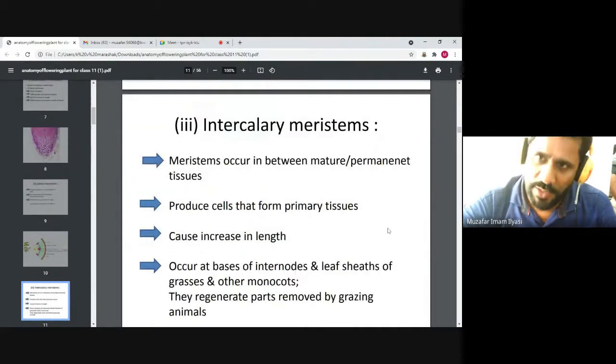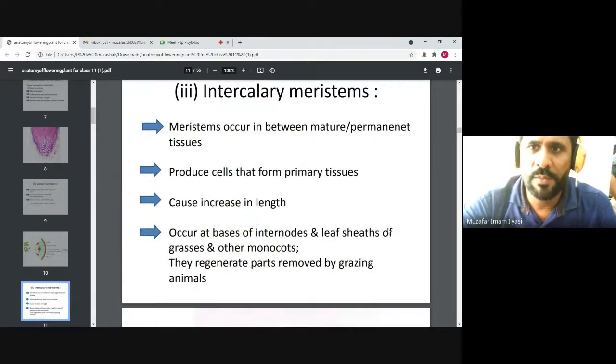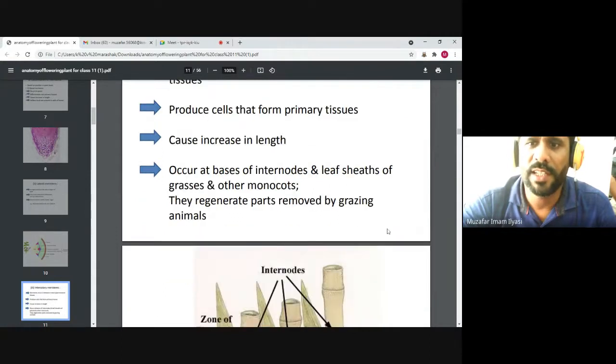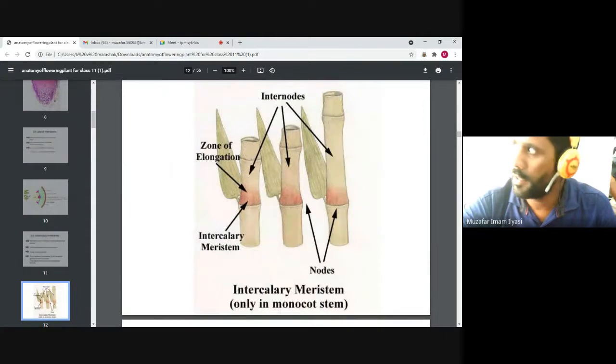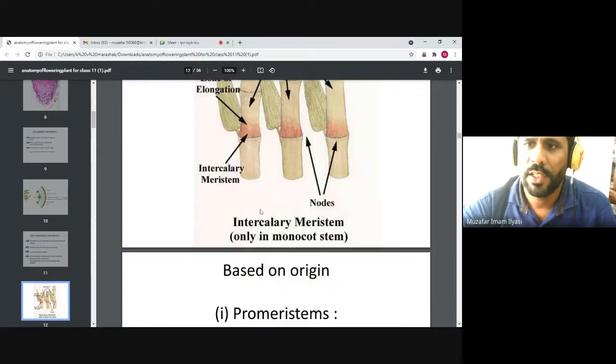Now the talk on intercalary meristems. These meristems occur in between mature permanent tissues and produce cells that form primary tissues. They cause an increase in length and occur at the bases of internodes and leaf sheaths of grasses and other monocots. They regenerate parts removed by grazing animals. See here a clear-cut picture showing this. This is the internode region and this is the node, with the intercalary meristem and zone of elongation. Intercalary meristem is found only in the monocot stem.